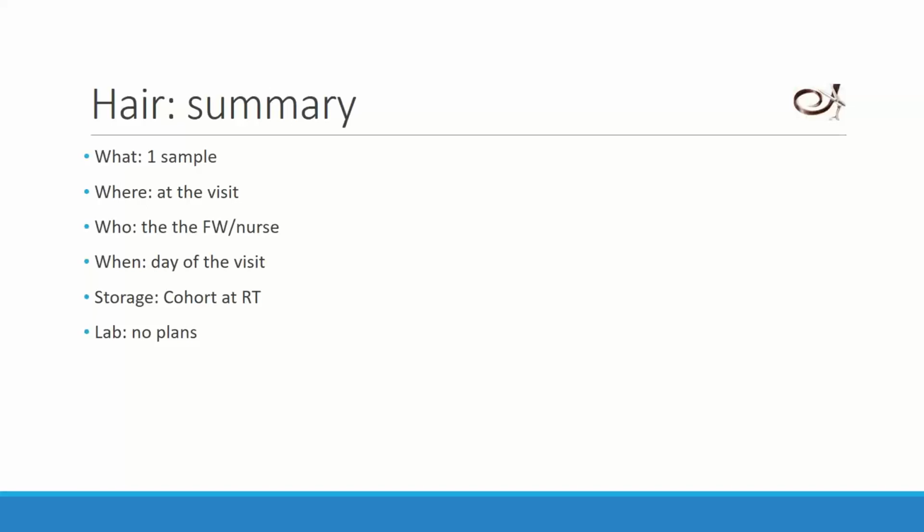Okay, so for the hair, we are going to collect just one sample at the visit, and this will be done by the nurse or field worker. And the sample will be stored at room temperature in the cohort. And right now, there are no plans to use this sample. What we would like to do is to measure cortisol or maybe other chemicals in the hair samples, but there's no budget yet.